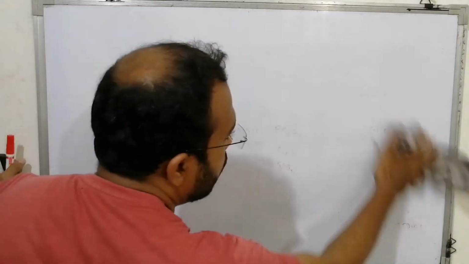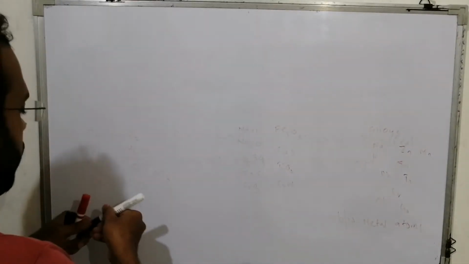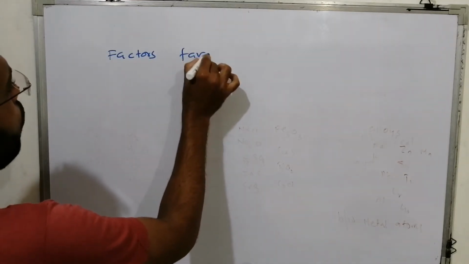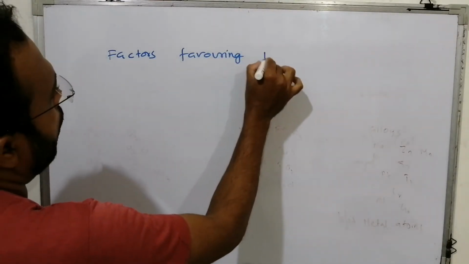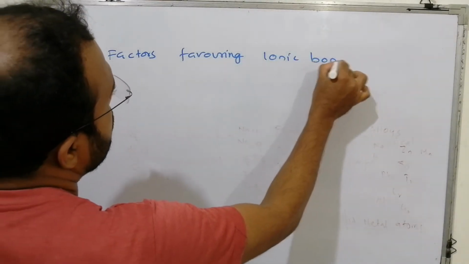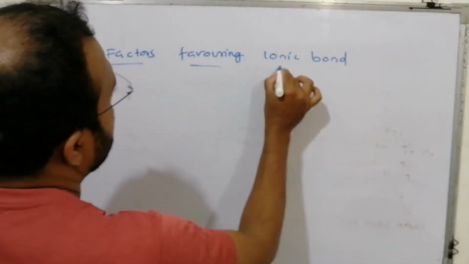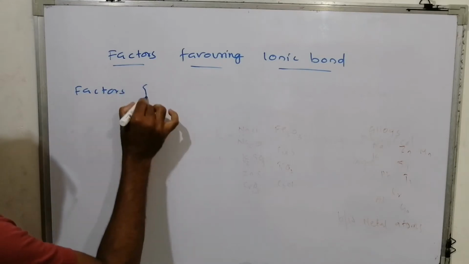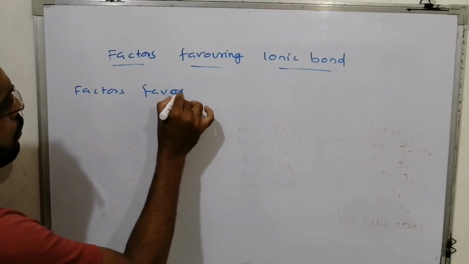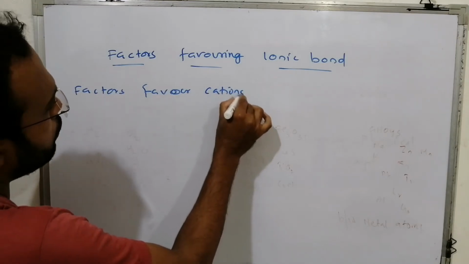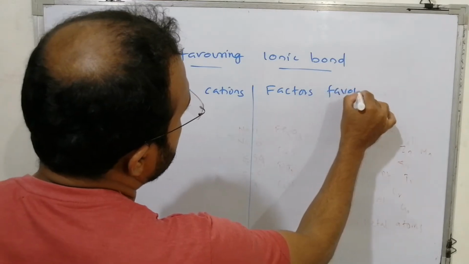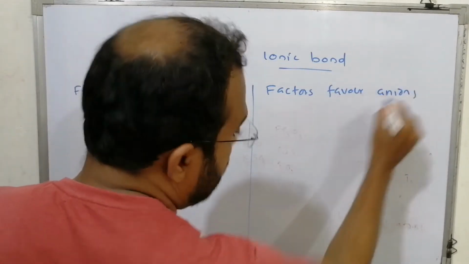Factors favoring ionic bond formation. Okay, in the case of factors, there are factors favoring cations and factors favoring anions. We can generally classify this.